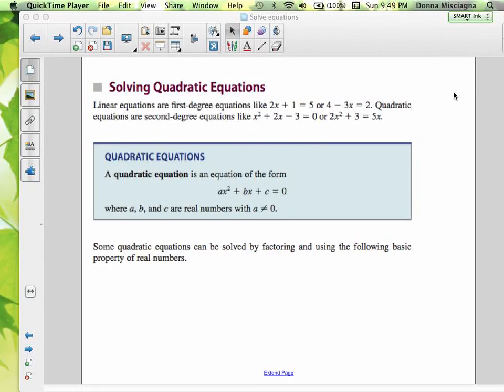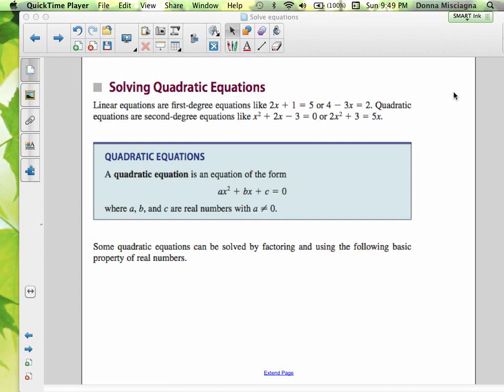Solving quadratic equations. Linear equations are first-degree equations, like 2x plus 1 equals 5 or 4 minus 3x equals 2. Quadratic equations are second-degree equations, like x squared plus 2x minus 3 equals 0, or 2x squared plus 3 equals 5x. Right? And these are second-degree equations because our greatest exponent is a square.